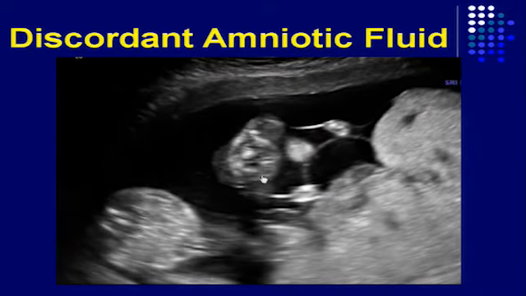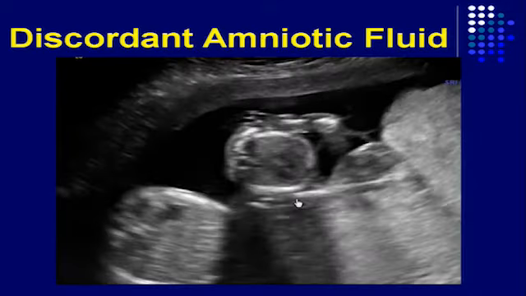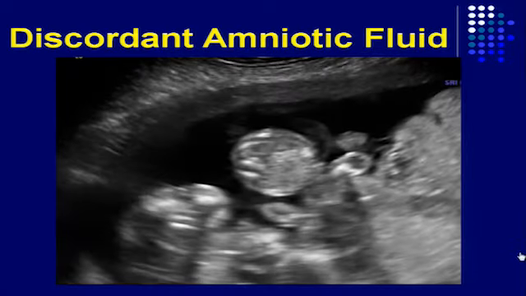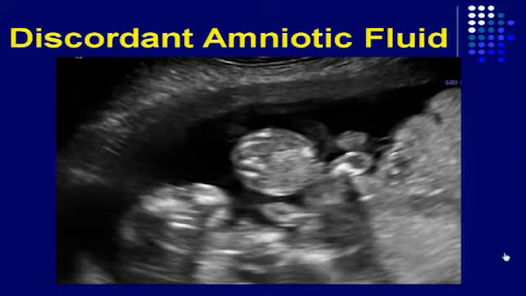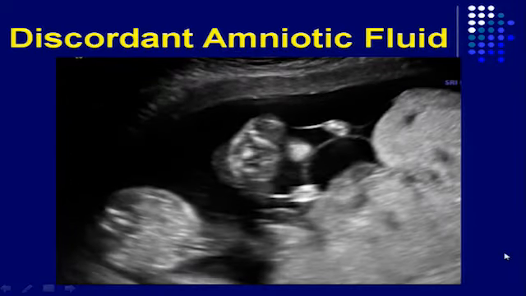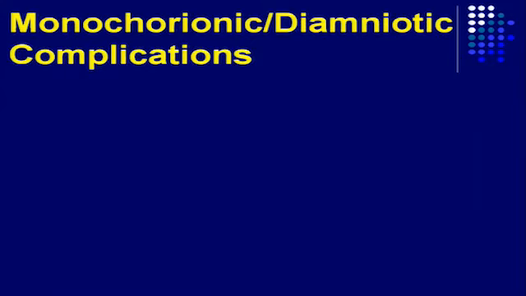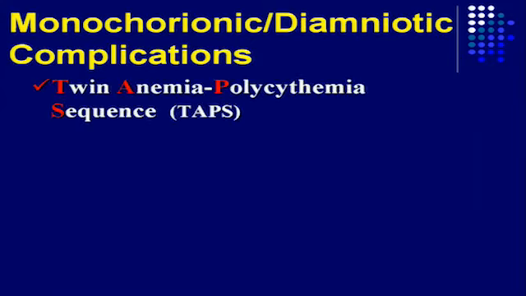So again, look at, there's the smaller baby. Look at that fluid there. There's the bigger baby. There's the smaller baby. Again, that amniotic fluid is the first thing that lets us know these babies are at risk.